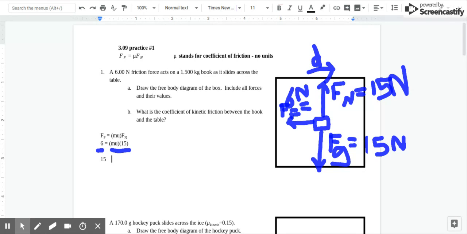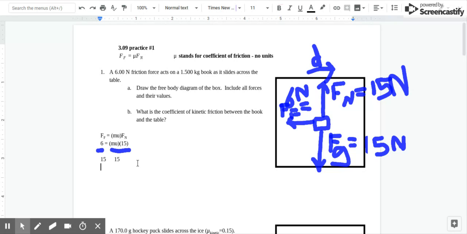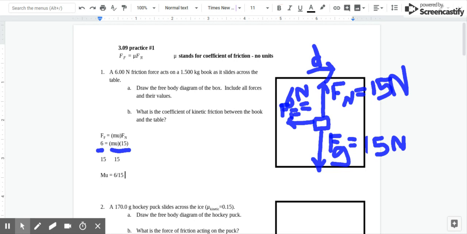Okay, so we've got 6 divided by 15, so our mu is 6 divided by 15, which is 2/5, which is 0.4. And that's our mu, and there's no units on that.